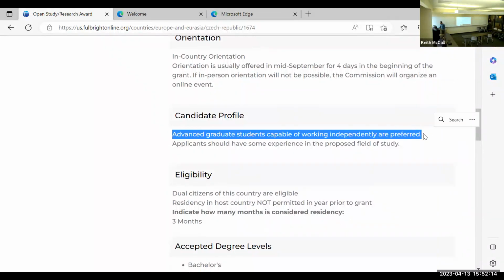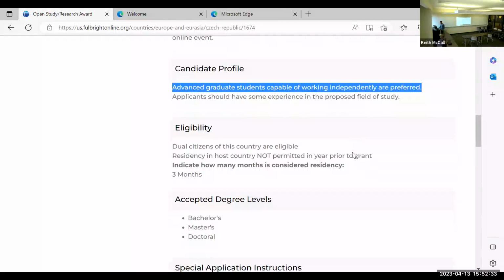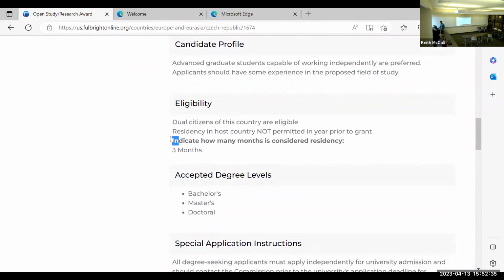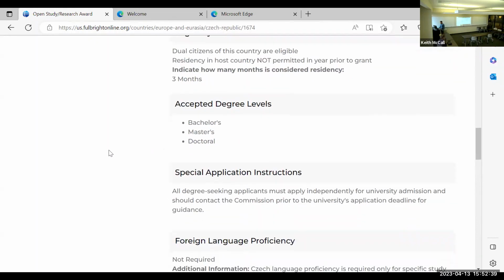Yeah, so the candidate profile here is pretty straightforward. Advanced students who are capable of working independently are preferred. You should have some experience in the proposed field of study. So pretty straightforward. Be able to do your work and know what you're doing. Others will have paragraphs for a candidate profile and get very specific about what they're looking for. Residency in host country is not permitted in the year prior. They consider 3 months residency.